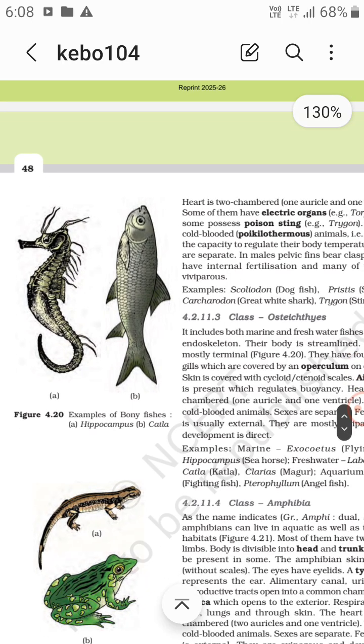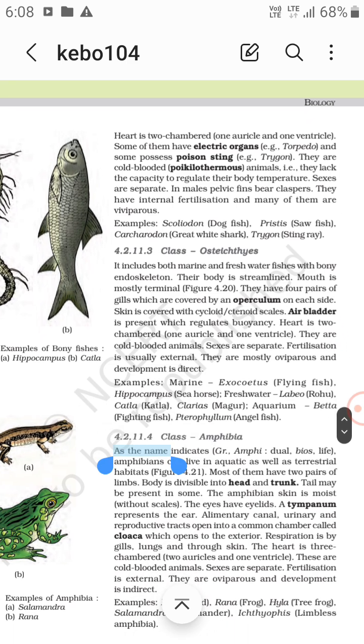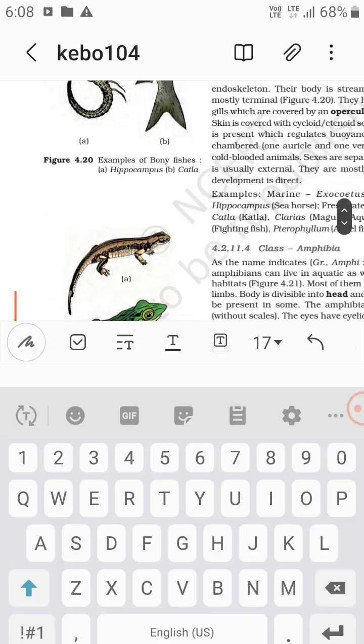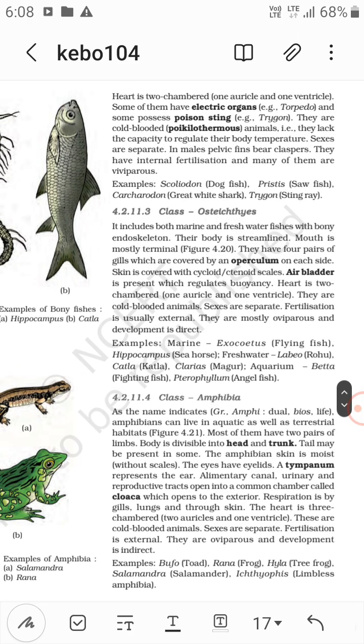Now Osteichthyes, another class of division Gnathostomata, of superclass Pisces. It includes both marine and freshwater fishes with bony endoskeleton. Now mouth is mostly terminal. Osteichthyes have 4 pairs of gills which are covered by operculum. Now skin is covered with cycloid scales. Air bladder is present which regulates buoyancy.